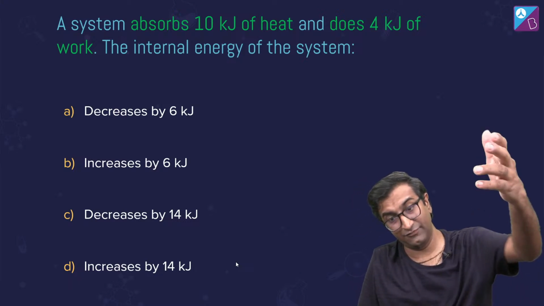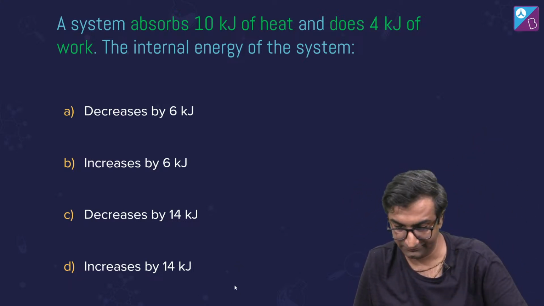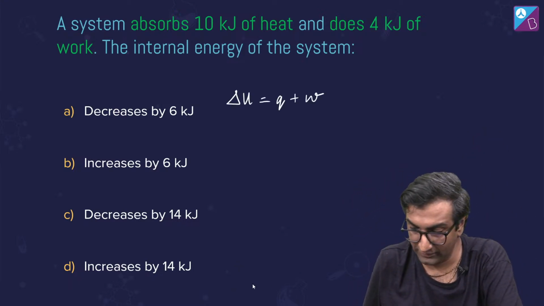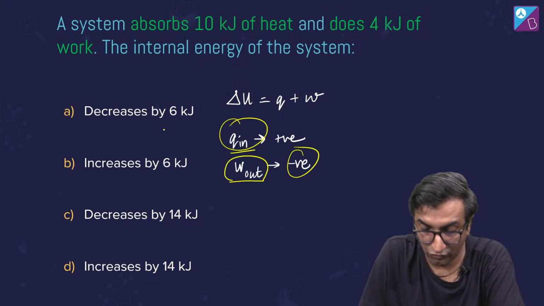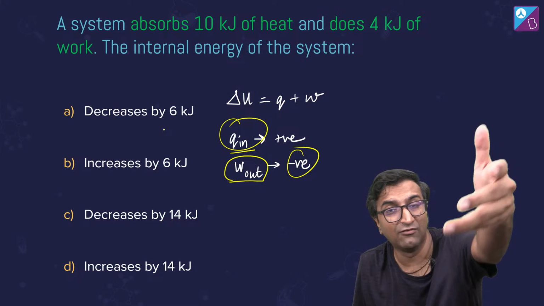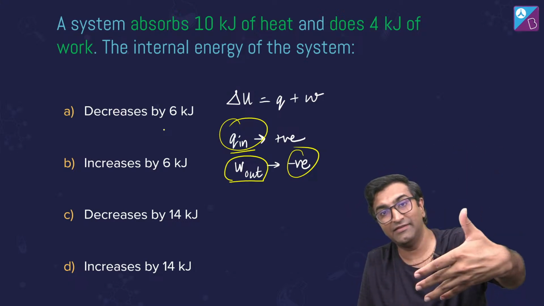किसी भी टेस्ट में पहली चीज है कि फिगर आउट करना क्या जरूरी है. This is what is given. Delta U is Q plus W. Q in is positive, W out is negative. So if the system is doing work, in chemistry we say that is negative.